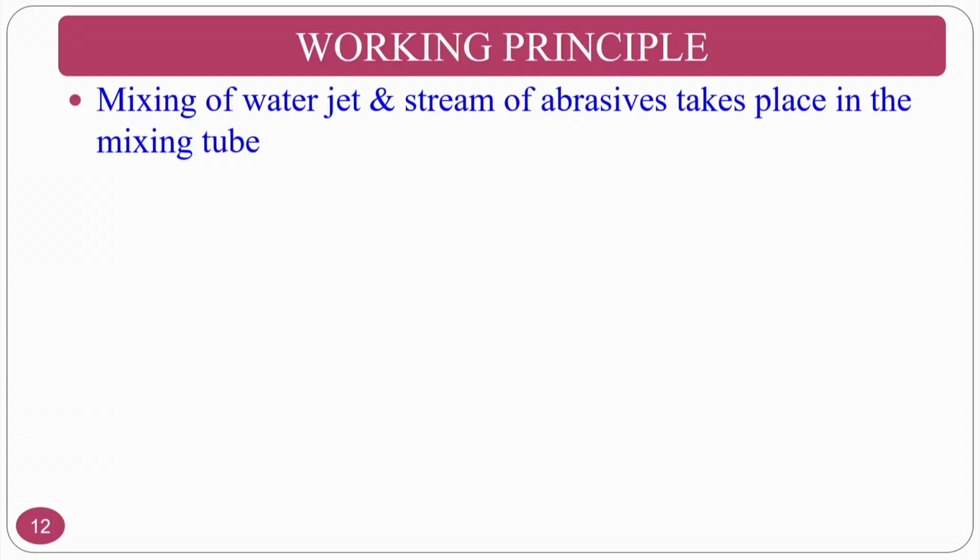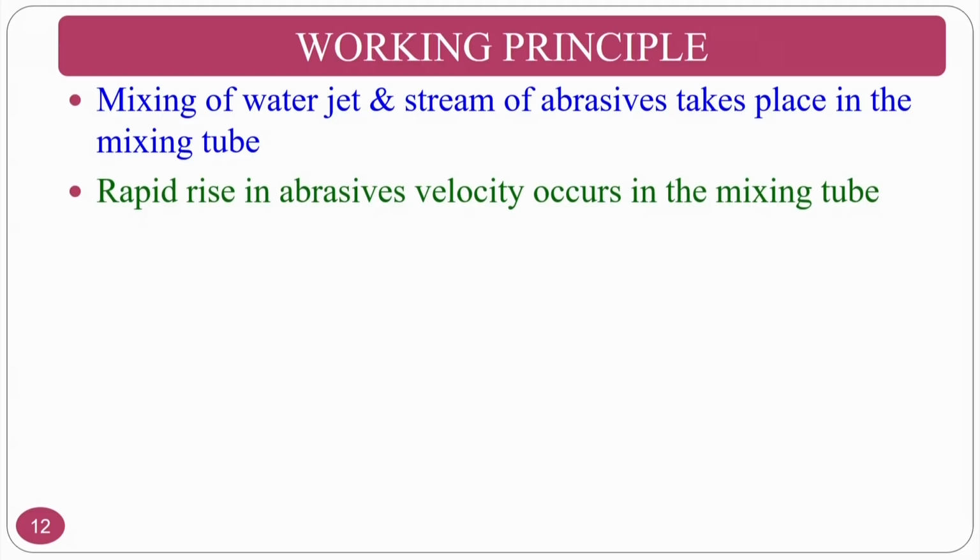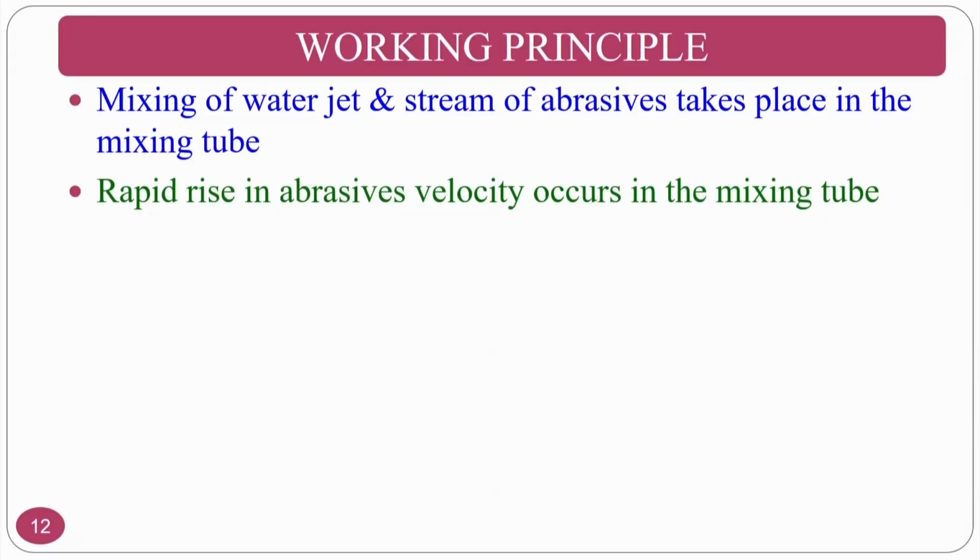Working principle: mixing of the water jet and the stream of abrasives takes place in the mixing tube. Okay. In the mixing tube, the abrasive particles as well as the water mix together and make a suspension. A rapid rise in the abrasive velocity occurs at the mixing tube because the water is coming at very high velocity, and the abrasives are fed from the abrasive feeder at a velocity that is very low compared to this. The pressure of the water is very high, and the feeding in abrasive water jet machining is normally by the virtue of gravity. Because of these pressure differences, the mixing takes place in the mixing chamber.